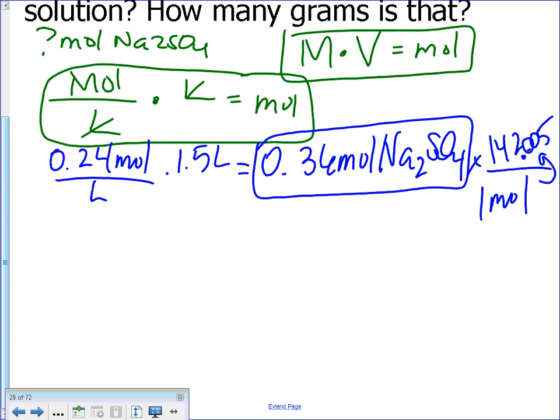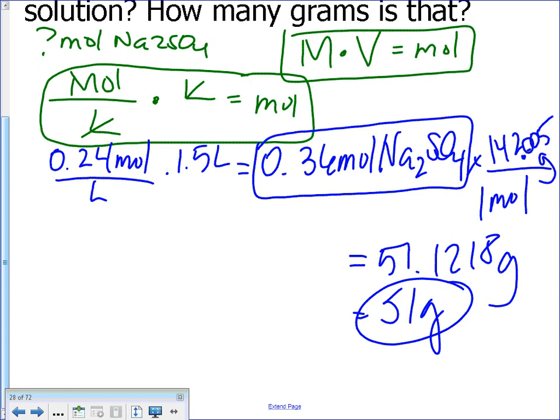Multiply the moles by the grams for me. Tell me what you guys get for grams. 51.1218 grams, and round that to sig figs. 51, because it's only 2 sig figs. Okay, how are we feeling about manipulating data, pushing it together?